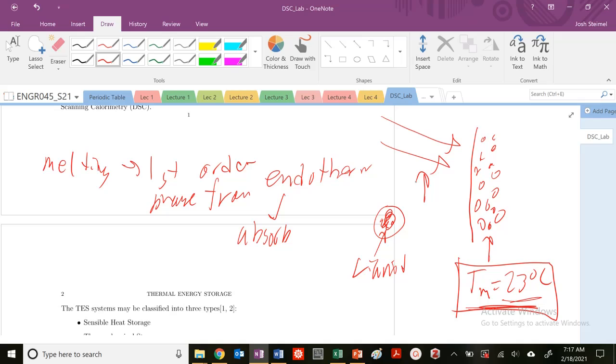Now, if during the night it gets really, really cold, let's say 18 degrees C, we now solidify again. And solidification is an exothermic process.